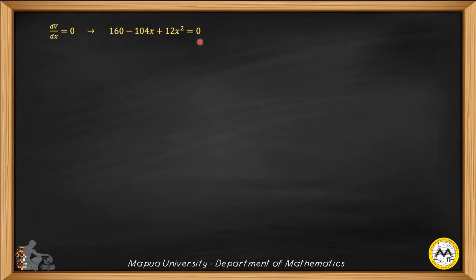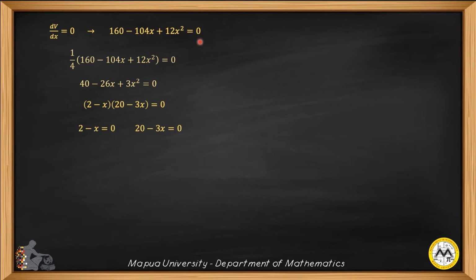Next is to determine values of x that will satisfy this equation. We just have a quadratic equation here, so you can make use of any of the techniques or methods that we can use to solve quadratic equations. What is illustrated here is the use of the factoring technique. On that basis, you are able to determine x values that would render this expression 0, and that will be at x equal to 2 and at x equal to 20 over 3. Now, at which value of x do we realize maximum volume?